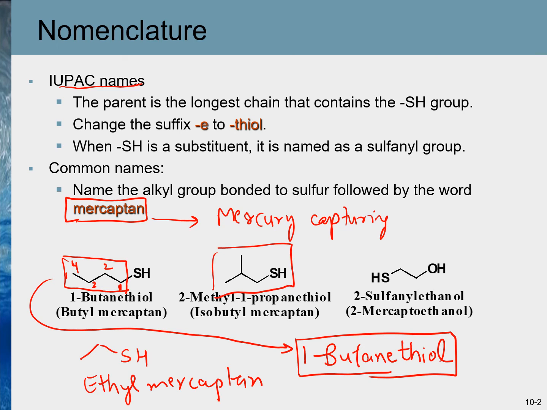In the second example, again we number from the side where the thiol group gets the lowest number, so that would be 1, 2, and 3, and we can see there is a methyl group at number 2 position, so the name of this compound will be 2-methyl-1-propane thiol. Remember, we do not remove the E. When other functional groups are also present, such as alcohol, then the thiol group is treated as a substituent, and in that case, it is called sulfanyl. So, for example, the name of this compound is 2-sulfanyl ethanol.